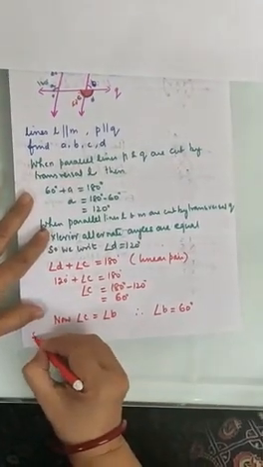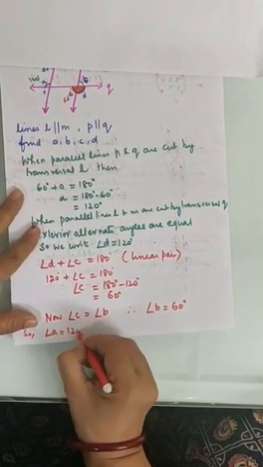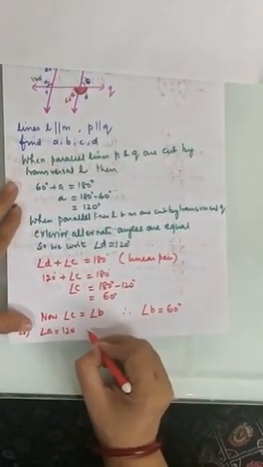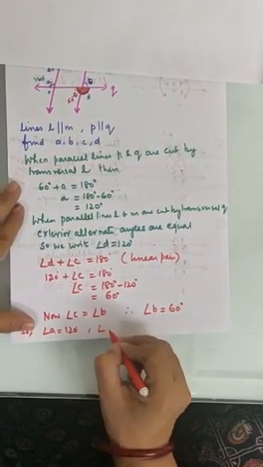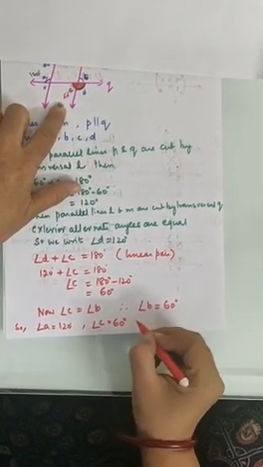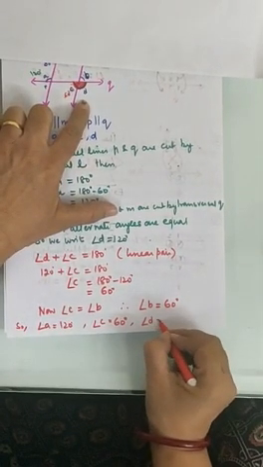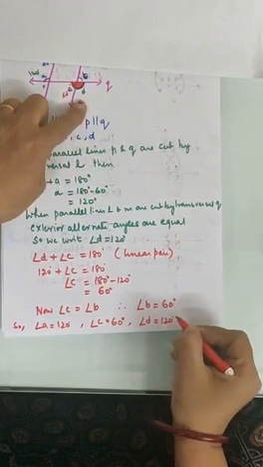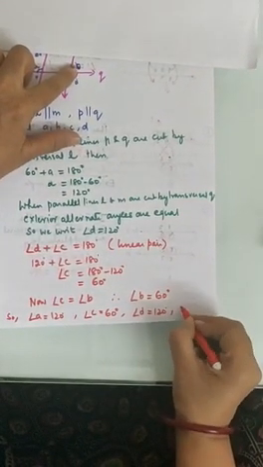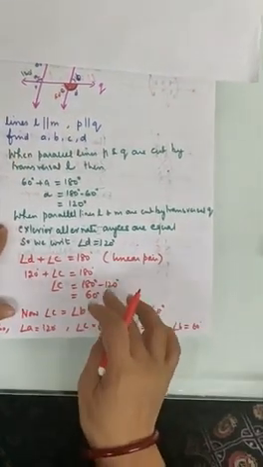So angle A is 120 degrees. Angle C is 60 degrees. Angle D is 120 degrees. And angle B is also 60 degrees. So this completes the question.